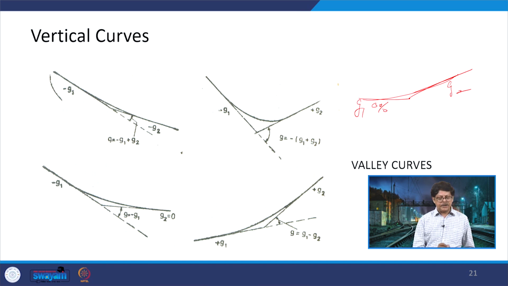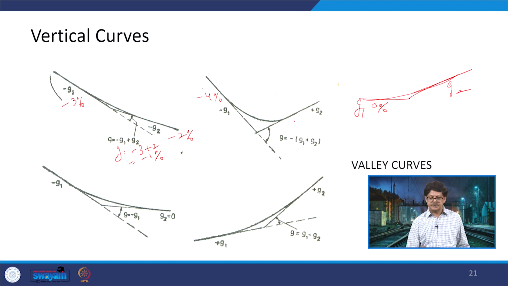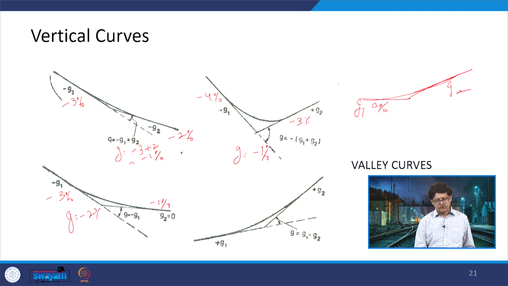Here again, if we try to look at the values, the same concept remains. This is minus G1 and minus G2, say this is minus 3% and this is minus 2%. So, G is minus 3 plus 2, so this is minus 1%. Here if we take, say this is minus 4% and this is minus 3% for an example, the G value is minus 4 plus 3, it is minus 1%. Here say if this is 3% and this is 1% and they are again negative, so it is minus 3 minus 1%. So, G becomes equal to minus 2%.